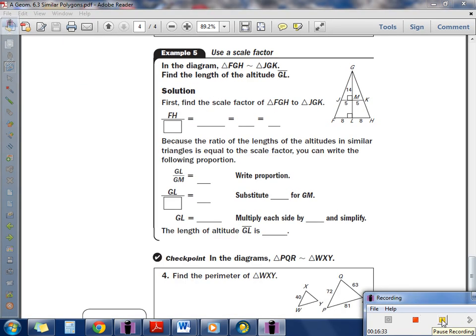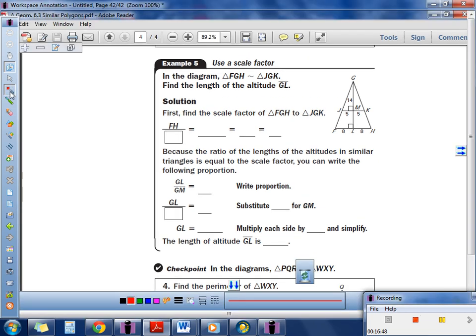On example 5, it says in the diagram we have triangles that are similar. So the triangles are FGH, which is the big one, and then the other triangle is JGK, which is this smaller one on top. And they do sit inside each other. It says find the length of the altitude GL. So I need this whole length, G all the way down to L. I'll make it red.